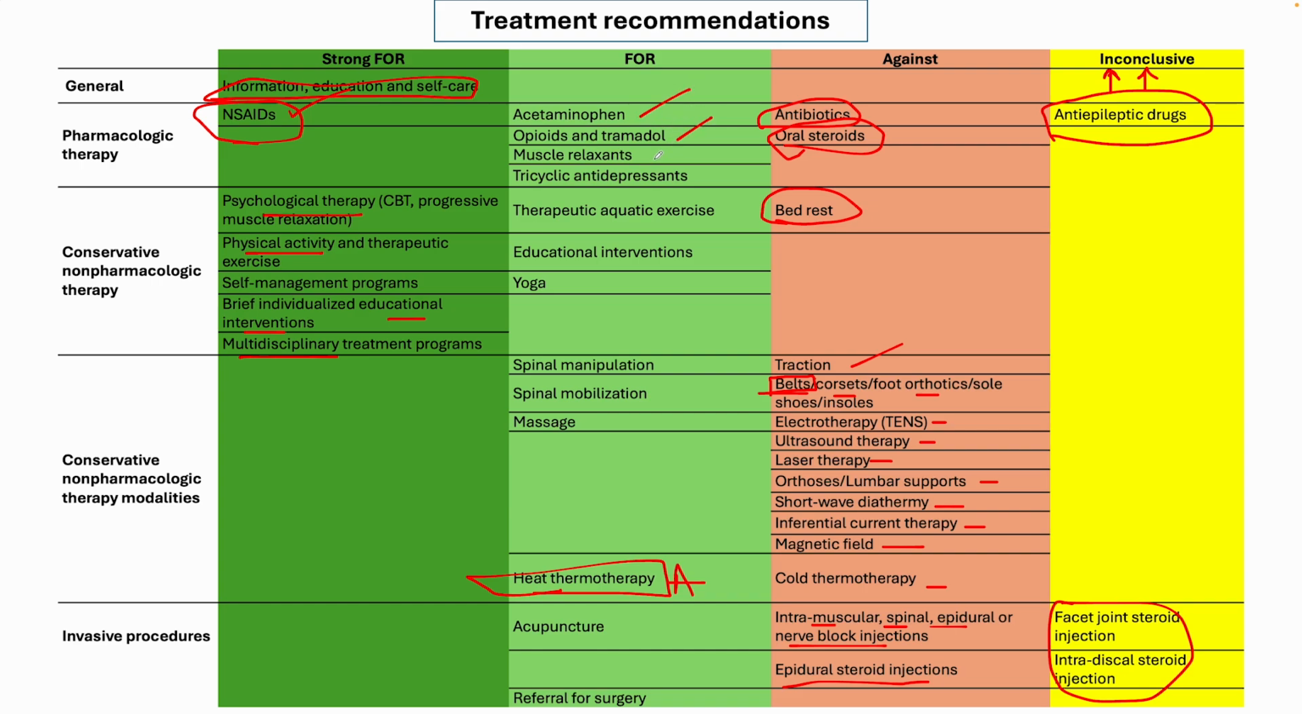For acute non-specific low back pain, muscle relaxants. For chronic, tricyclic antidepressants. Some therapeutic aquatic exercises, educational interventions, yoga can be done. For physiotherapy, rather than focusing on TENS and ultrasound, they should be focusing on spinal manipulation and spinal mobilization and clinical massage. Not relaxation massage, but clinical massage. Acupuncture actually also can be considered. And sometimes, if required and appropriate, a referral for surgery can be done.